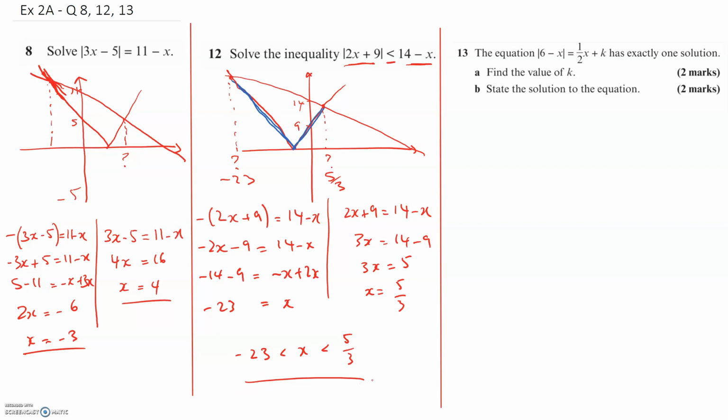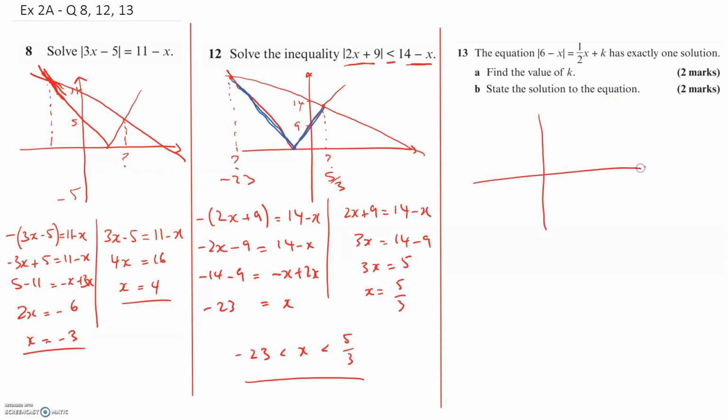Last question. I'm going to do this in a slightly different way, question 13, because I kind of solve this by doing B first and then A. You could probably do it a different way, but this is the way I like to do it. So it says that this equation has exactly one solution, and therefore find the value of k for that and state the solution to the equation.